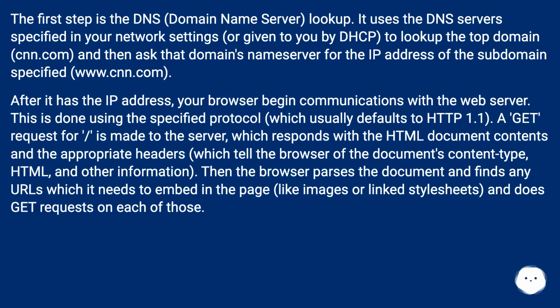This is done using the specified protocol, which usually defaults to HTTP 1.1. A GET request for / is made to the server, which responds with the HTML document contents and the appropriate headers, which tell the browser of the document's content type, HTML, and other information. Then the browser parses the document and finds any URLs which it needs to embed in the page, like images or linked style sheets, and does GET requests on each of those.